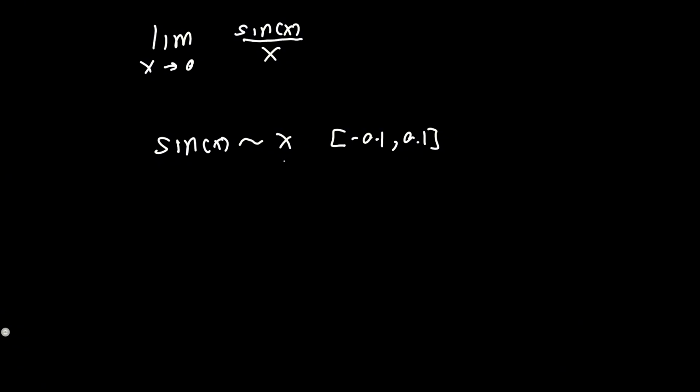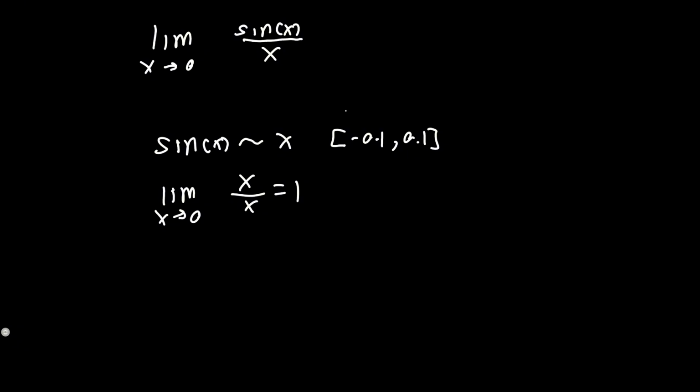It's simply going to be asymptotic to x itself. Since 0 falls between our interval, negative 0.1 and 0.1, we could say that our limit as x approaches 0 is then going to be x over x, which we know is just 1. And the limit of 1 as x approaches anything is just 1. So we used this asymptotic relationship to express our limit as just x over x.